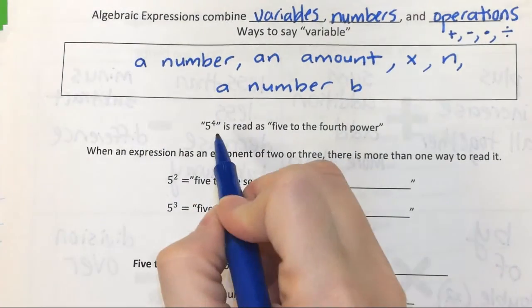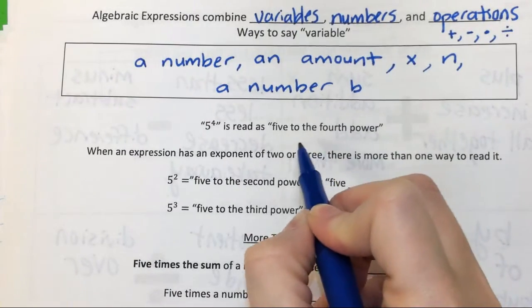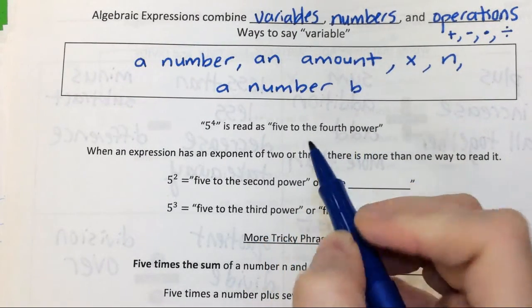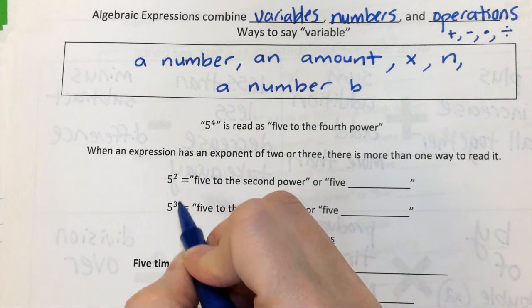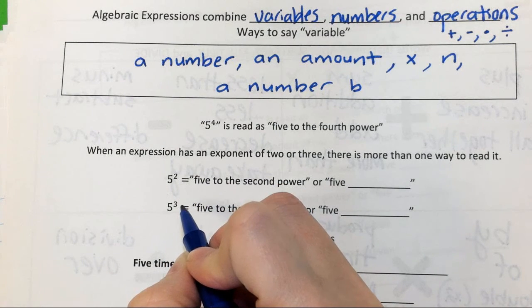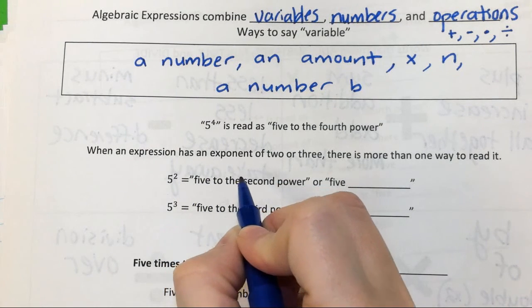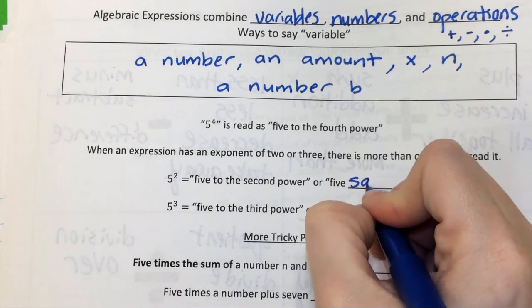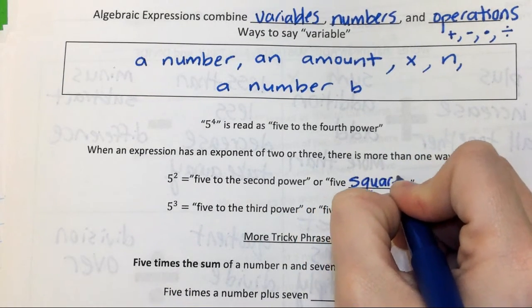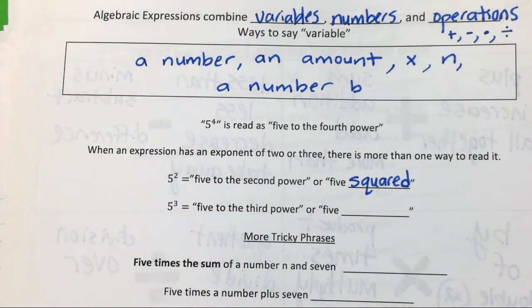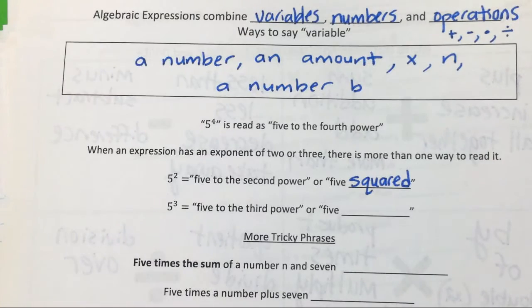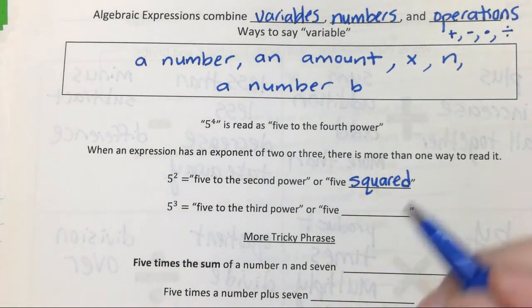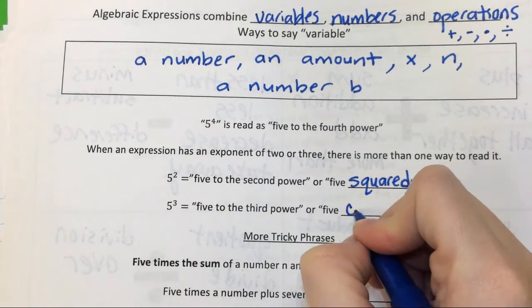So we have 5 to the 4th power, which is read as 5 to the 4th power, but when the exponent is 2 or 3, there's special ways you can say it. 5 to the 2nd power, with that one you say 5 squared. And when you have 5 to the 3rd power, the special name for that one is cubed.